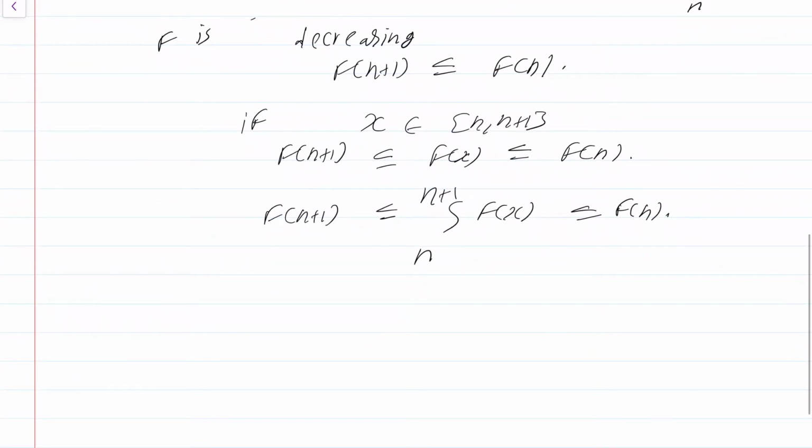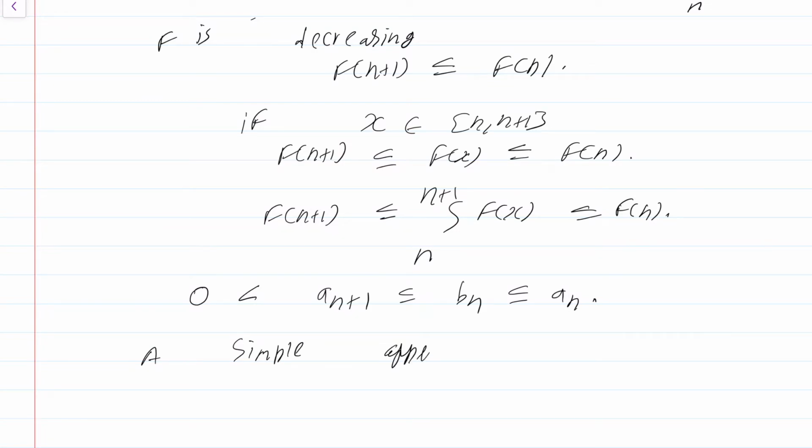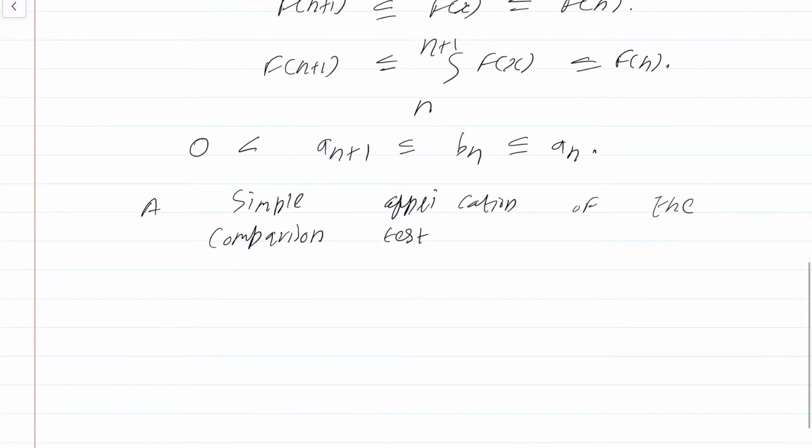Now what I can do with this is translate it in terms of ans and bns. So what we get is 0 is less than an plus 1 is less than or equal to bn is less than or equal to an. So bn is sandwiched in between an plus 1 and an. Now a simple application of the comparison test. You have to apply it twice, once for each inequality, an plus 1 less than or equal to bn and bn less than or equal to an. We get summation an converges if and only if summation bn converges. This just follows immediately if you apply the comparison test twice to the inequality that we have.